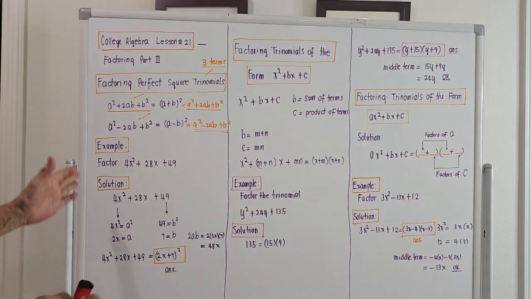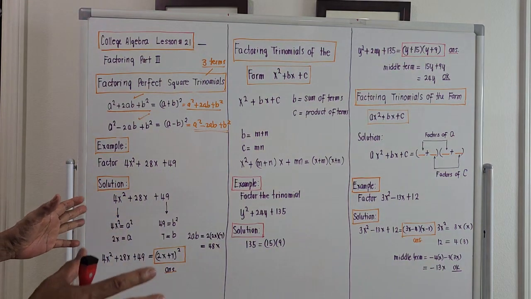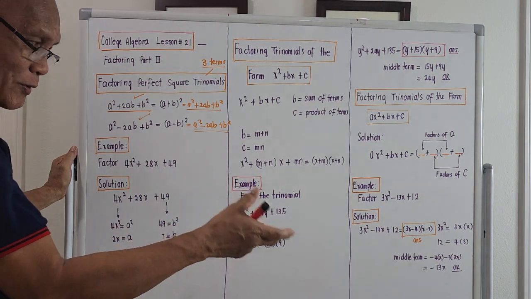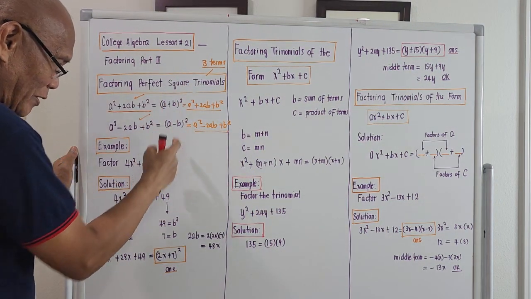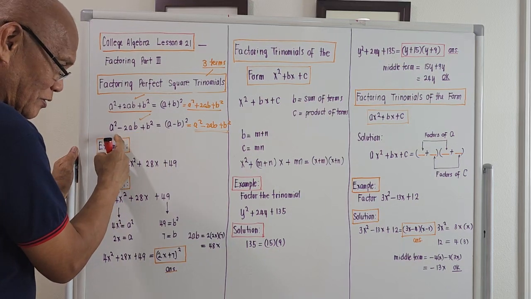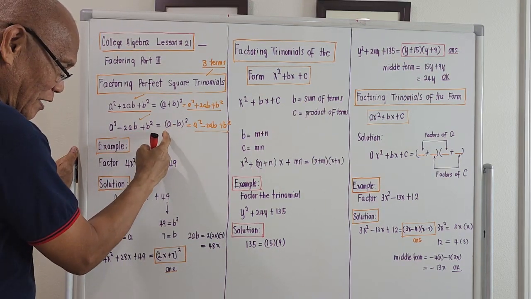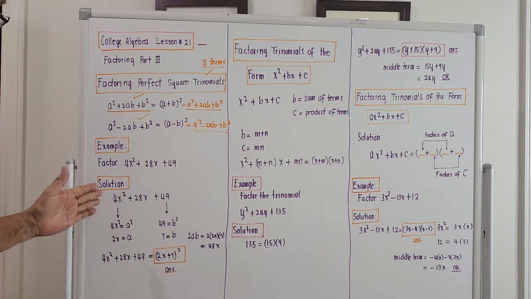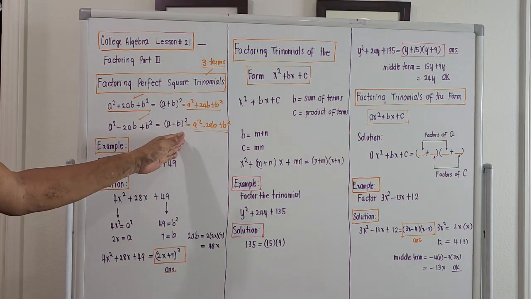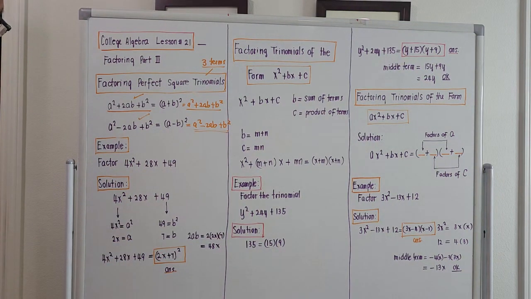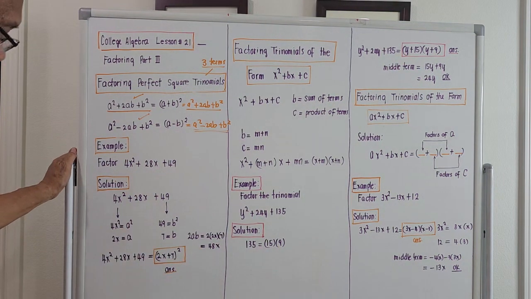So if you are given a perfect square trinomial, the resulting factor form will be a plus b quantity squared if they are all plus. But if this is minus, this should be a minus b quantity squared. I think we've been encountering this one in the simplification of our algebraic operations. To bring out an example, we'll just bring out an easy one.